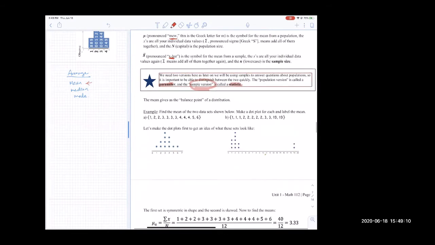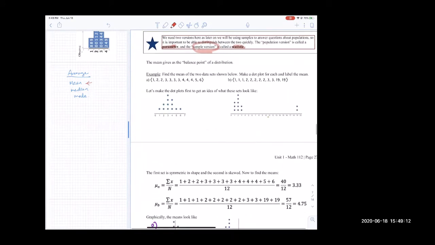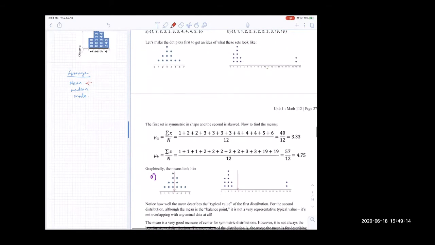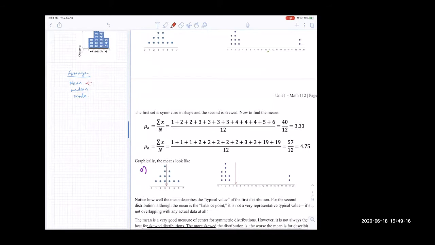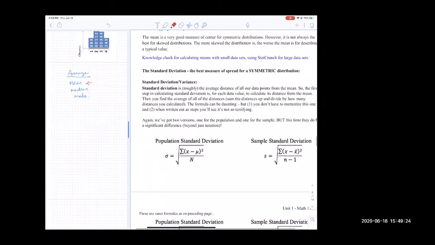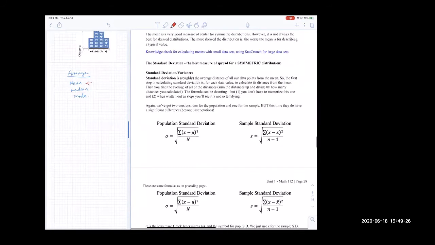All right. So here is just an example of how to calculate your measurement of the center, which is your mean. And I'm not going to go through this. This is your measurement of the spread, which is your standard deviation, your variation. How is it spread from the center?